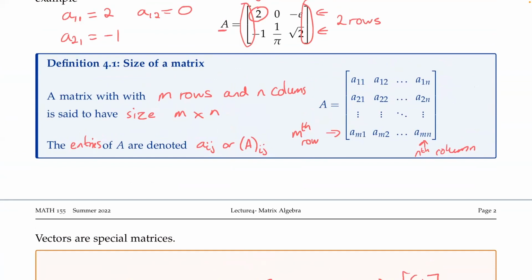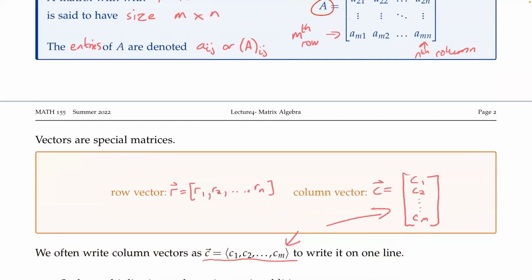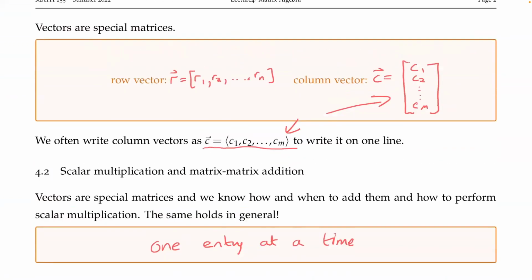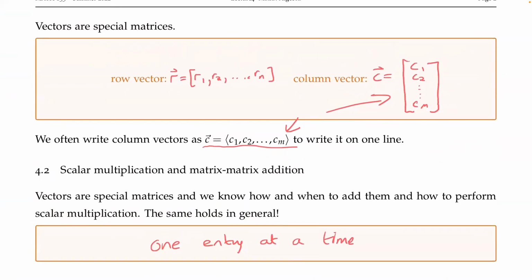We often use this notation here. We'll use, say, a capital letter for the matrix itself, and then we'll use this indexing notation of a lowercase letter with the row and then the column. So A11 is the first row, first column, A12, first row, second column, and so on. Vectors are essentially special matrices. They're just either a row matrix or a column matrix.